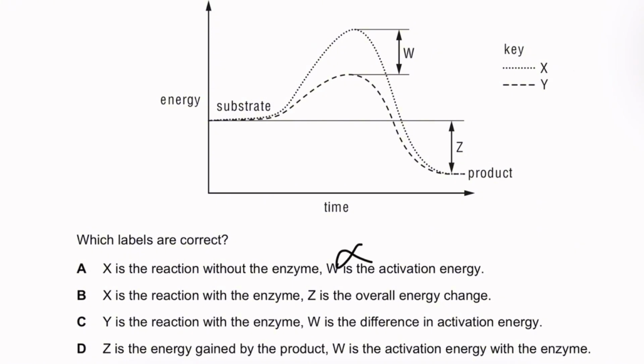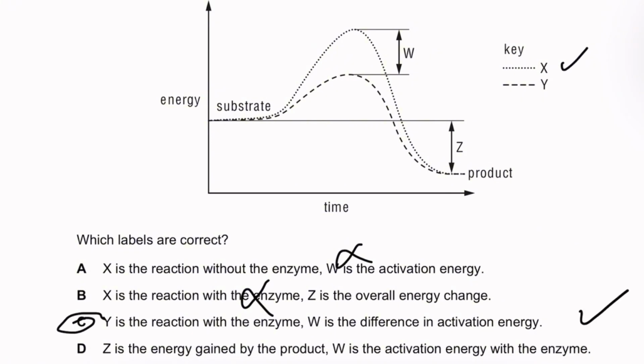Okay, is X the reaction without the enzyme? X is the dotted one, so yes, X is the reaction without the enzyme. X the reaction with the enzyme, so no, this is wrong. Z is the overall energy change. Yes, Z is in fact the overall enthalpy change or energy change. Y is the reaction with the enzyme, and W is the difference in activation energy. Yes, Y is the reaction with the enzyme, and W is the difference in activation energy, so yes, C is your answer.